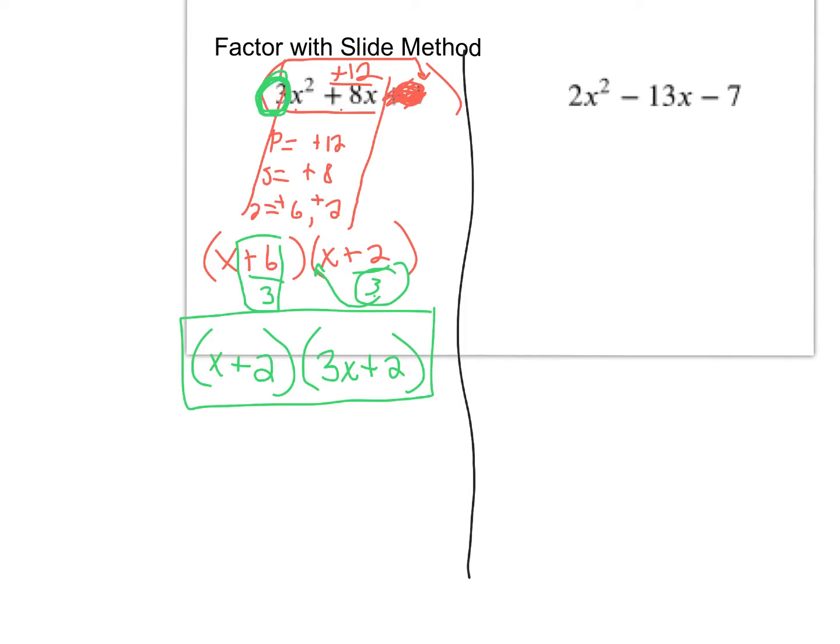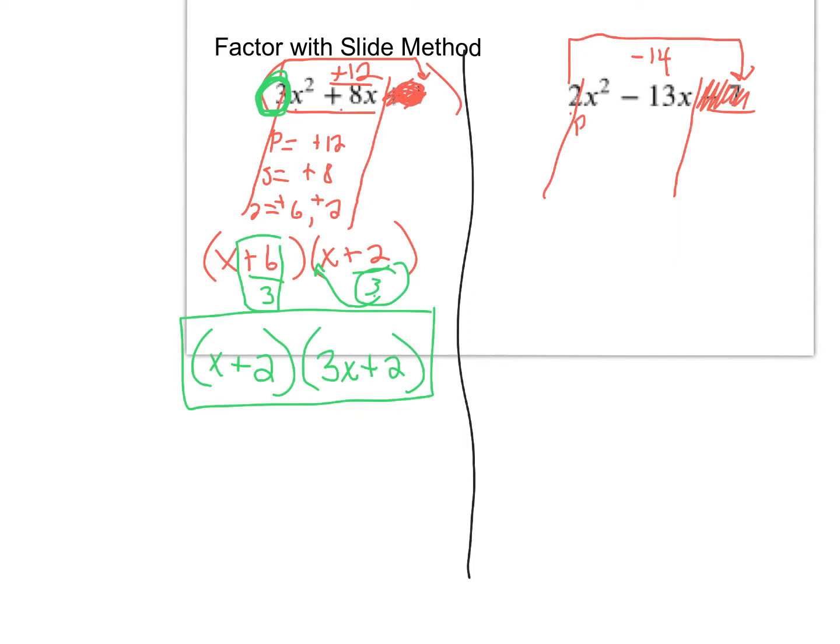Okay, so let's start with this one. Now again, can I take GCF out of this 2x squared minus 13x minus 7? No. So first thing we do, let's multiply front to back. So 2 times negative 7 is negative 14. Okay, so now I'm going to put in my slide. I'm going to completely ignore this now. I don't need it anymore. So x squared minus 13x minus 14.